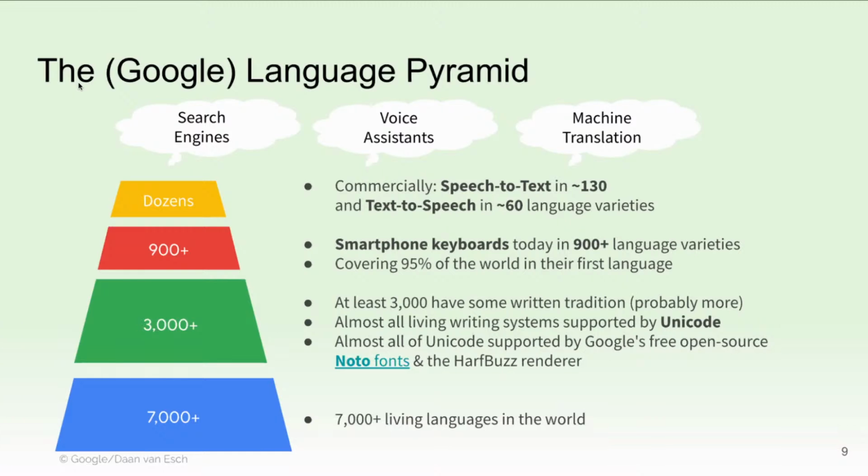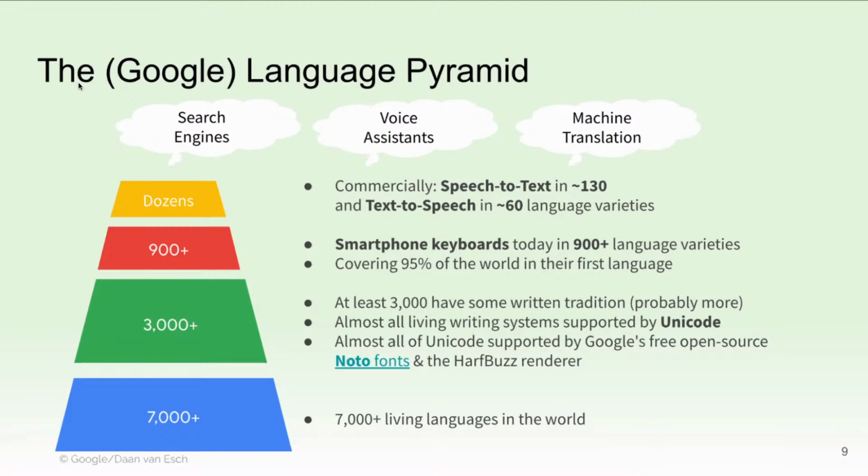So 7,000 living languages in the world, about half of those, or half to a third of those, have some sort of written tradition. For a lot of these languages, this written tradition is very recent, possibly in the last few hundred years, some even in the last 100 years.